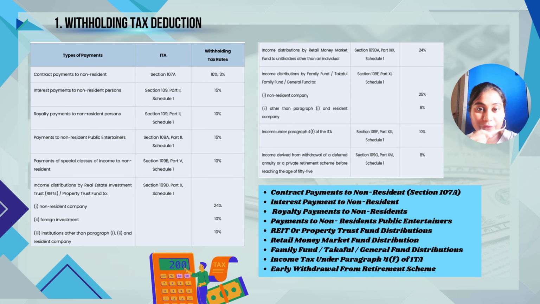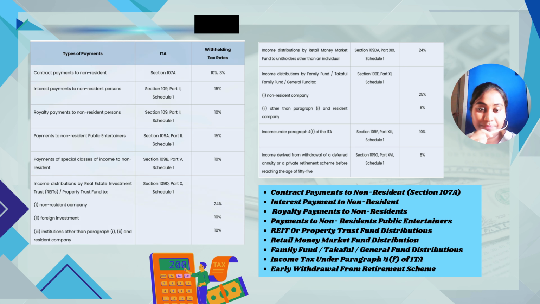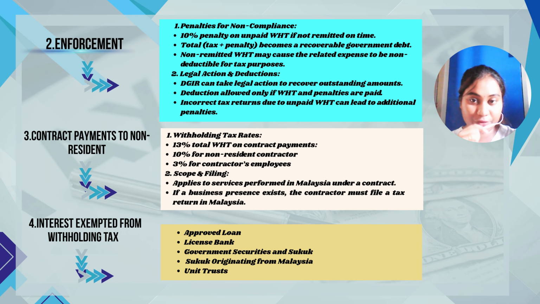So, the first one is withholding tax deduction. There are nine main important points, which are: contract payment to non-resident under Section 107A, interest payment to non-resident, royalty payment to non-residents, payments to non-resident public entertainers, real estate or property trust fund distribution, retail money market fund distribution, family money or takaful or general fund distribution, income tax under paragraph 4F of the Income Tax Act, and early withdrawal from retirement scheme. The second one is enforcement.